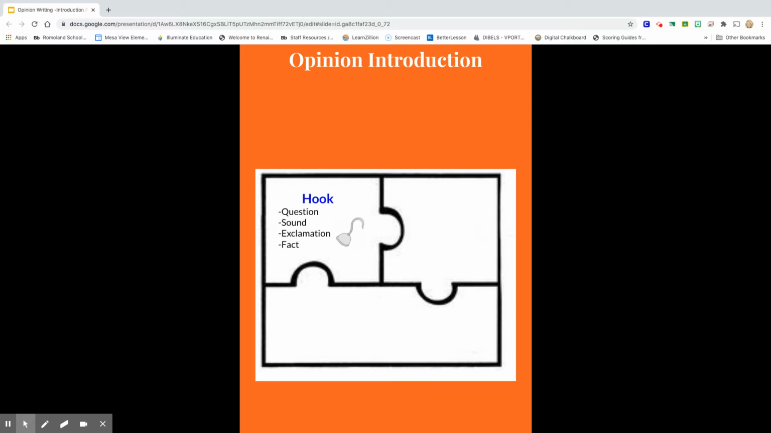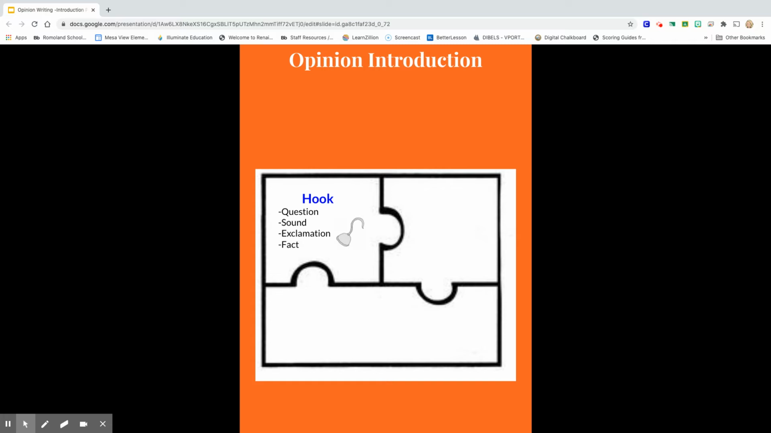So the very first thing we're going to want to have is a sentence that hooks the reader. Remember, this is the first impression that they're going to get. It's kind of like if you just met someone, what's the first impression you might get of them? Well, when they read your essay, this is the very first impression they're going to get. So we want to hook them.